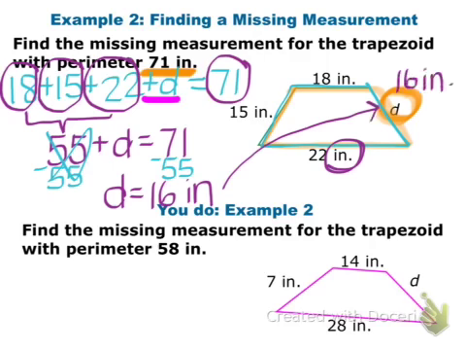So now on your paper you'll see again another example. This is a you do, so I'm going to have you attempt to figure this one out. Find the missing measurement for this trapezoid here on the bottom with a total perimeter of 58 inches. So you're going to be setting your 14 plus 7 plus 28 plus D equal to 58. So see if you can solve for that missing length, and then I will either check it for you when I get around, or you can turn it in, but make sure that you're getting it checked to see if you're doing things correctly.